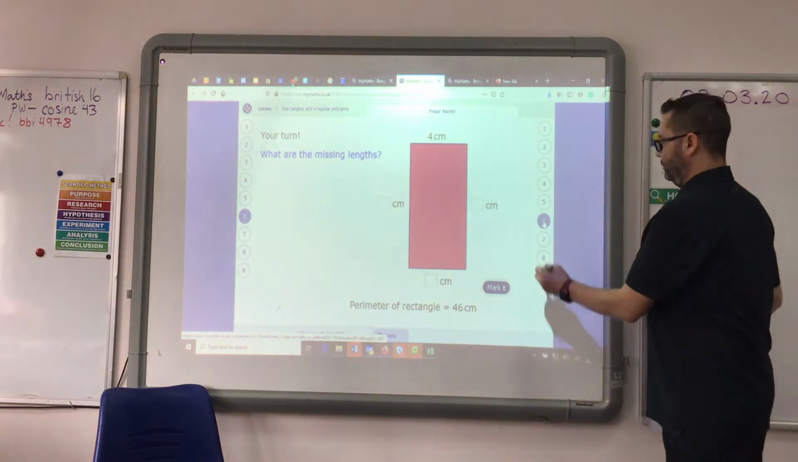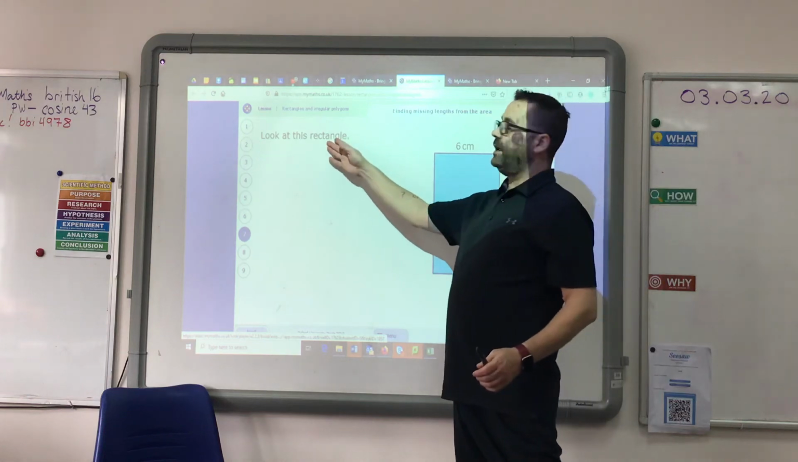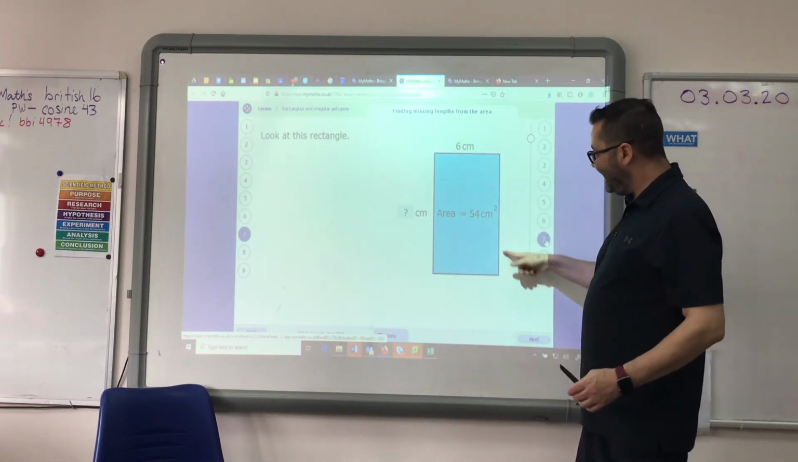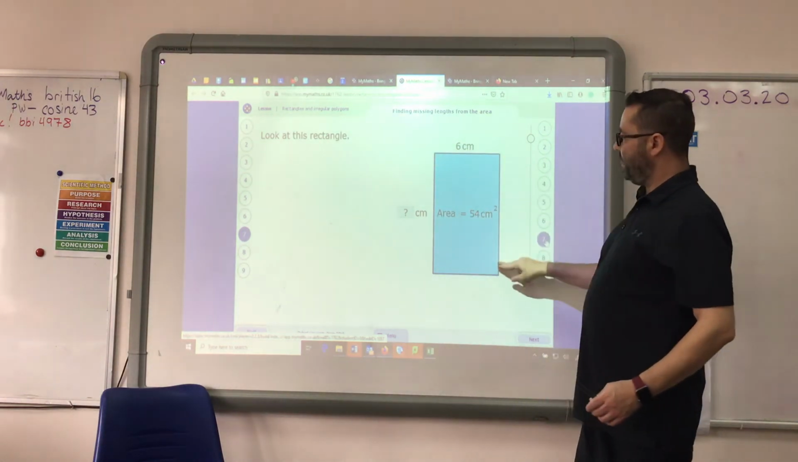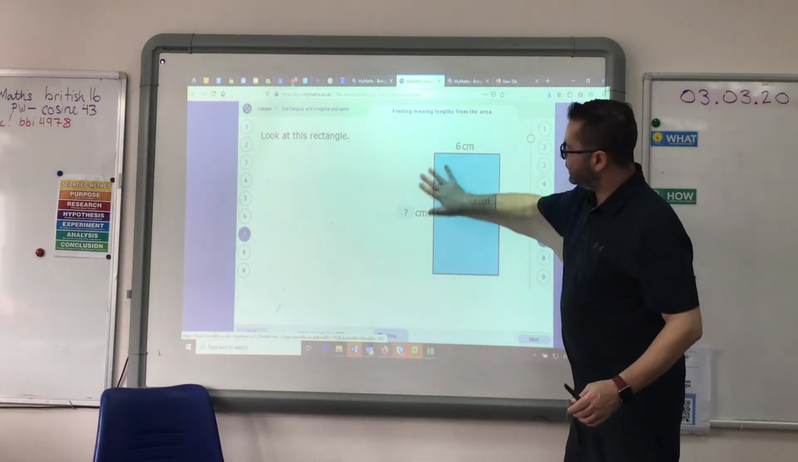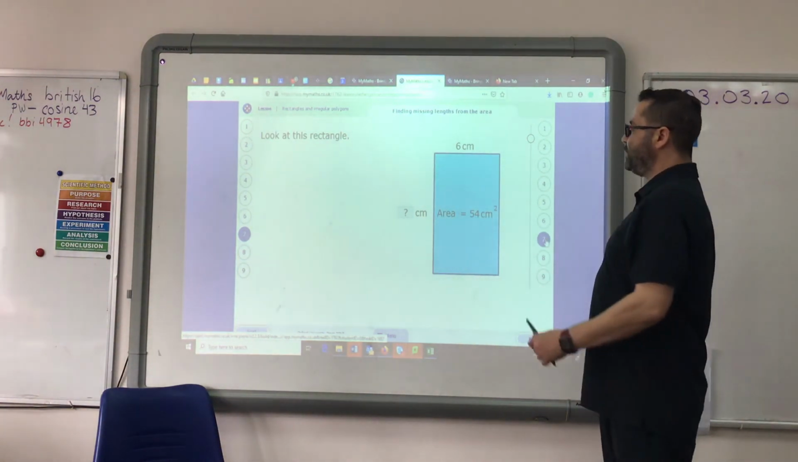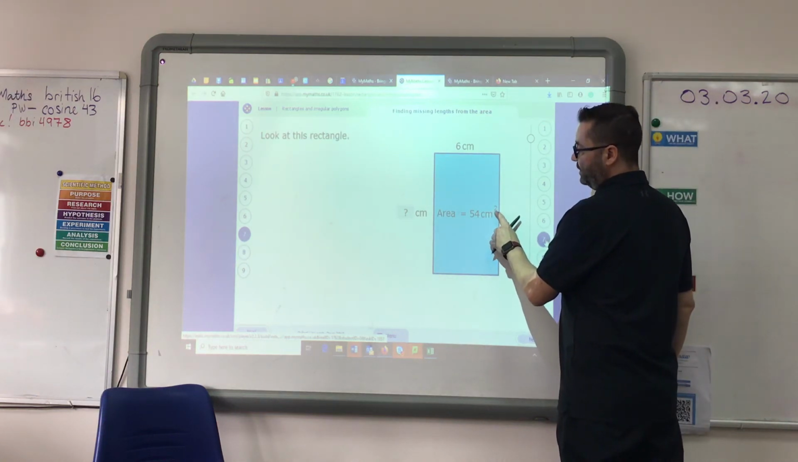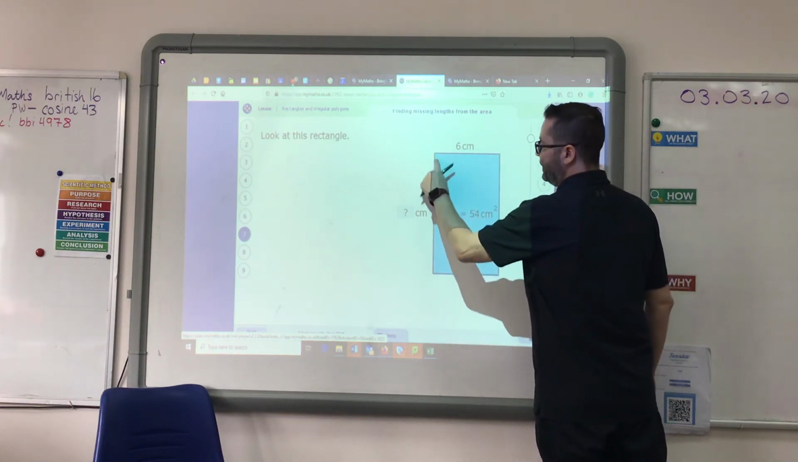Now, area is the amount of space inside the shape. Perimeter is the length around the shape. The area is the amount of space inside the rectangle. And we measure area, and we put this little 2. This tells us that this number means the space inside, the area inside the rectangle.